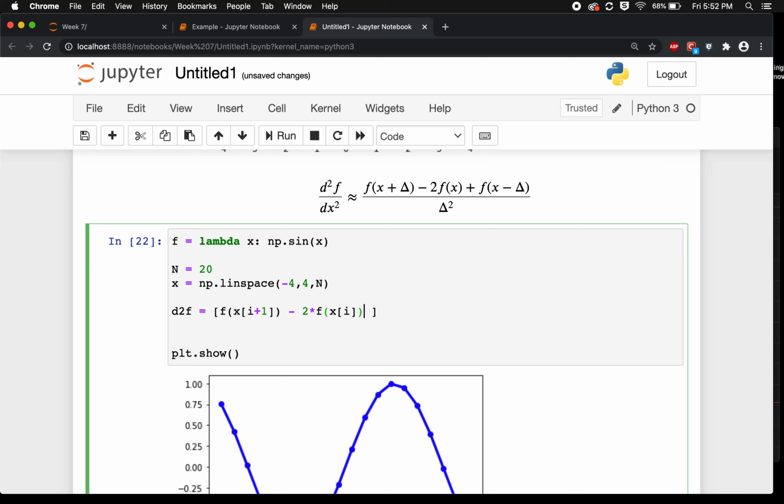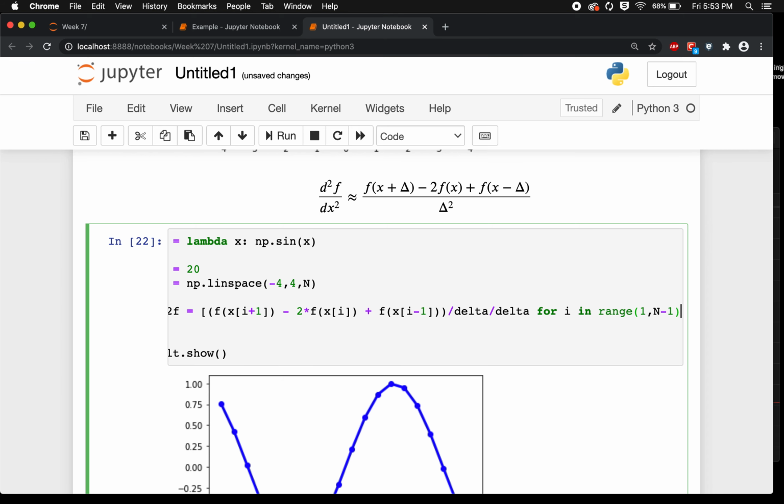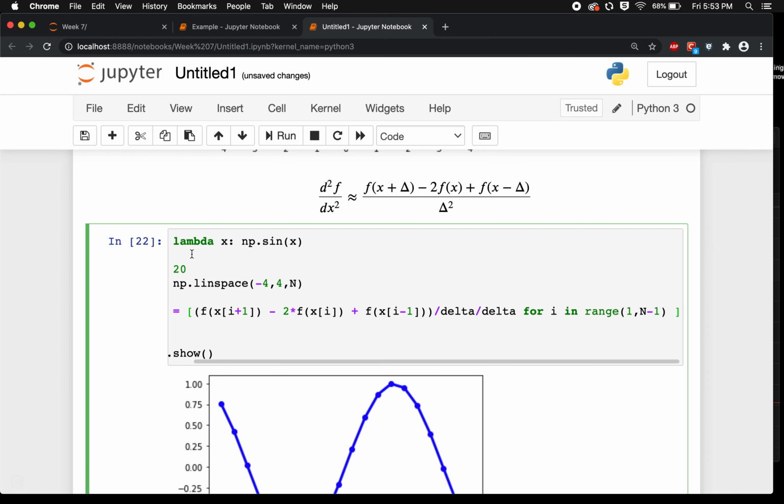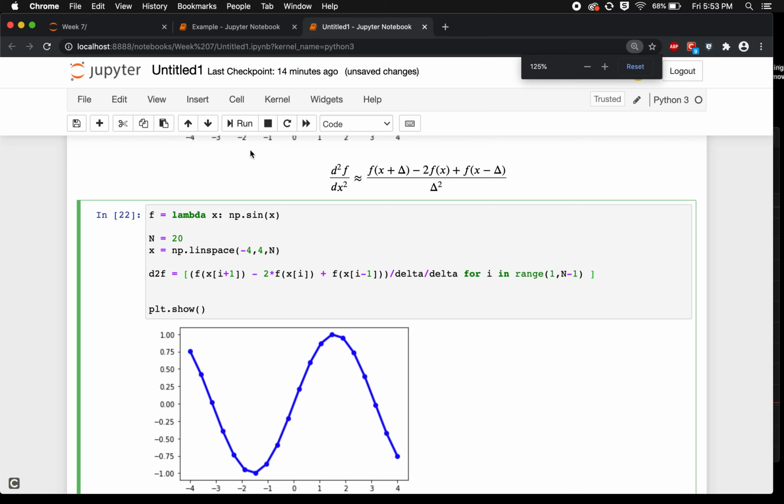And then we're going to add f of x of i minus 1. And then I'm going to put parentheses around everything, and then divide it by delta squared. In general, when I do squared, I typically just divide by delta delta. And then for i in range, here we're going to go from 1 to n minus 1. And then let me close off the list comprehension and shrink this down so you can see everything.